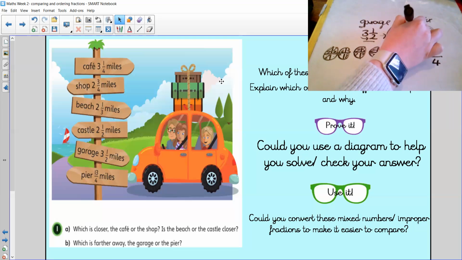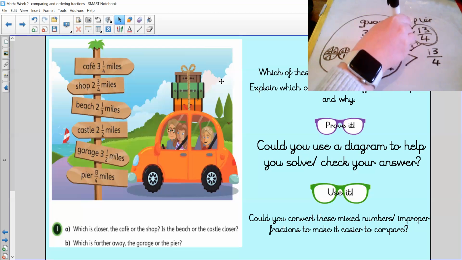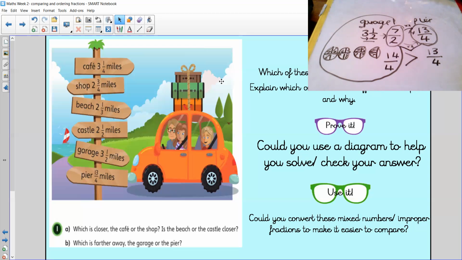That's going to give me 14. 7 times 2 is 14. Now I can see which one is, let me check my question properly this time, which one is further away. So I want the larger number. I'm going to use my symbol here to help me. So 14 quarters is greater than 13 quarters. So furthest away is the garage.